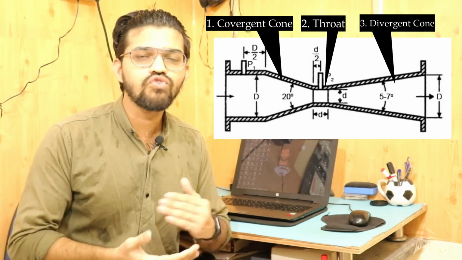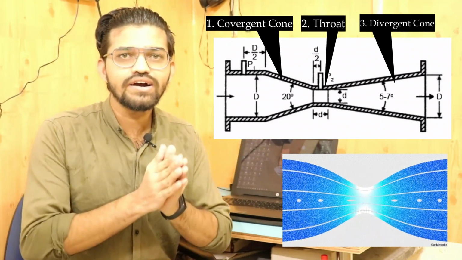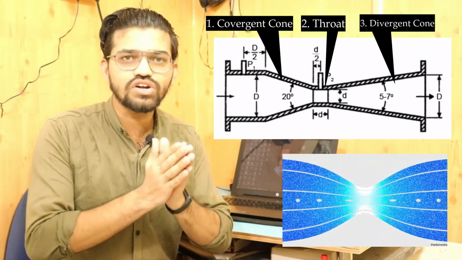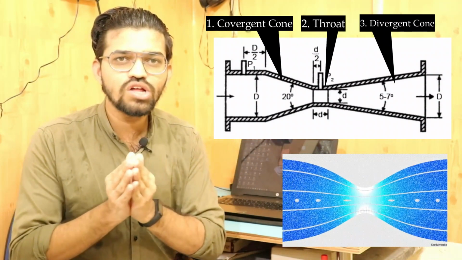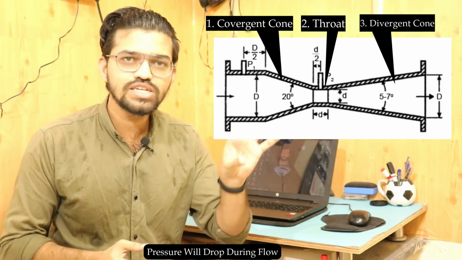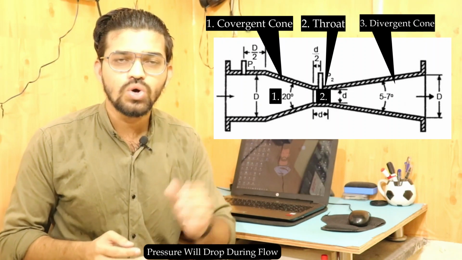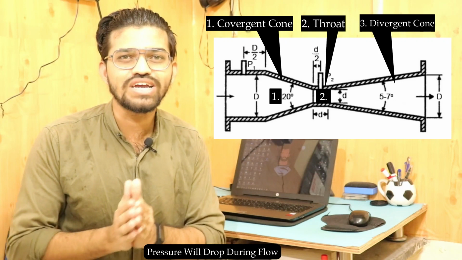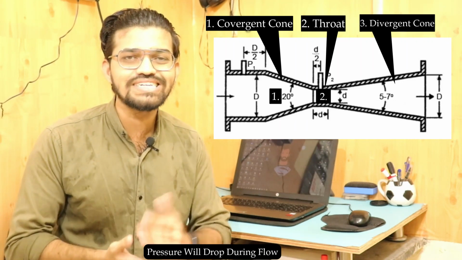The flowing liquid flows through the conversion cone and goes into the throat. Over here the pressure gets reduced; when the flow goes into the throat, the pressure will drop. If we call the conversion cone section 1 and the throat section 2, a pressure drop will occur between these 2 sections. So this Venturimeter works on the principle of Bernoulli's theorem.